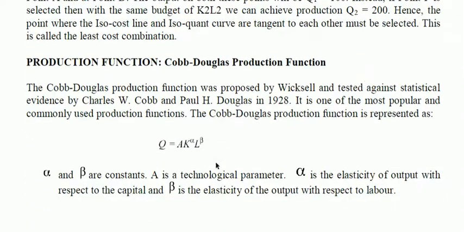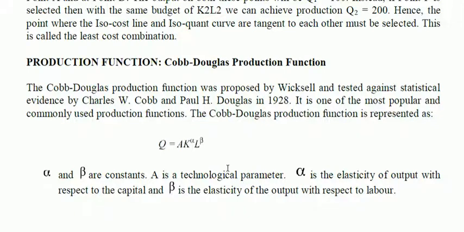Moving on, this is the Cobb-Douglas function. Just go through this. The Cobb-Douglas production function was proposed by Wicksell and tested against statistical evidence by Charles Cobb and Paul Douglas in 1928. It is one of the most popular and commonly used production functions. It is represented as Q = A K^alpha L^beta, where alpha and beta are constants. A is a technological parameter. Alpha is the elasticity of output with respect to capital, and beta is the elasticity of output with respect to labor.